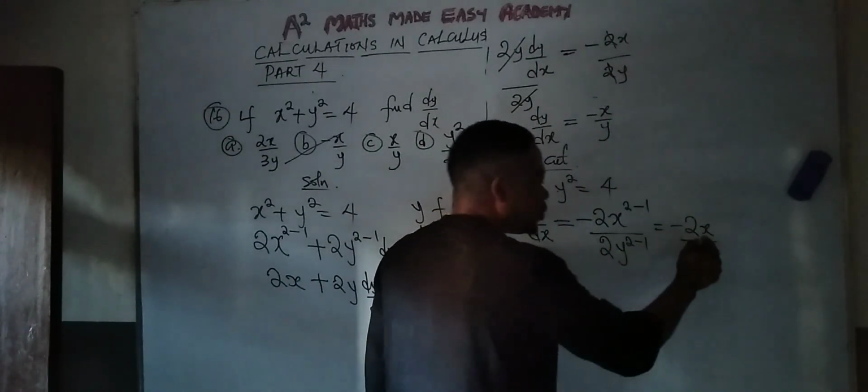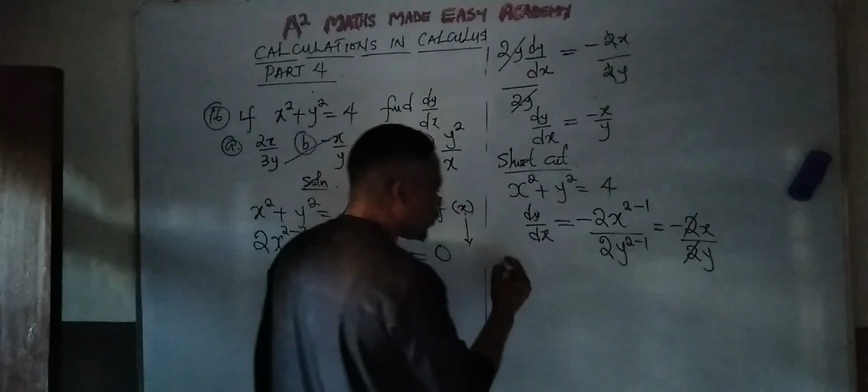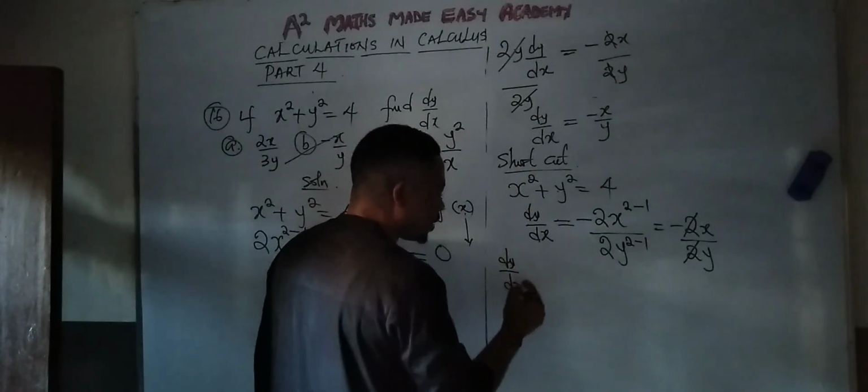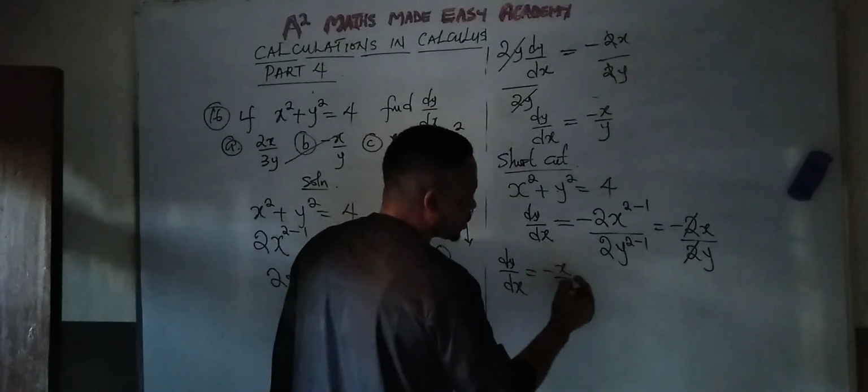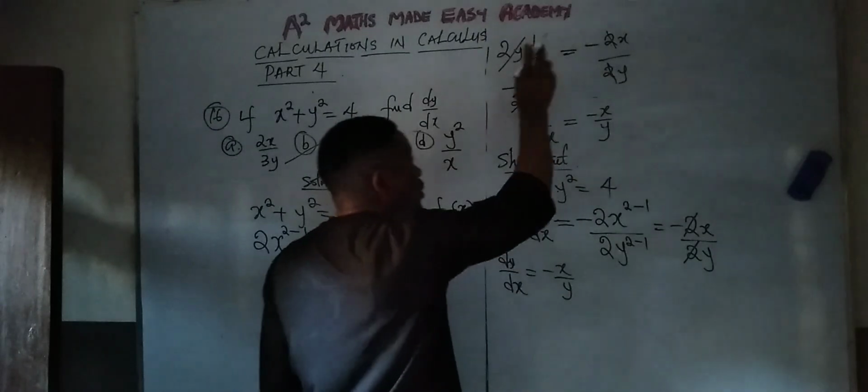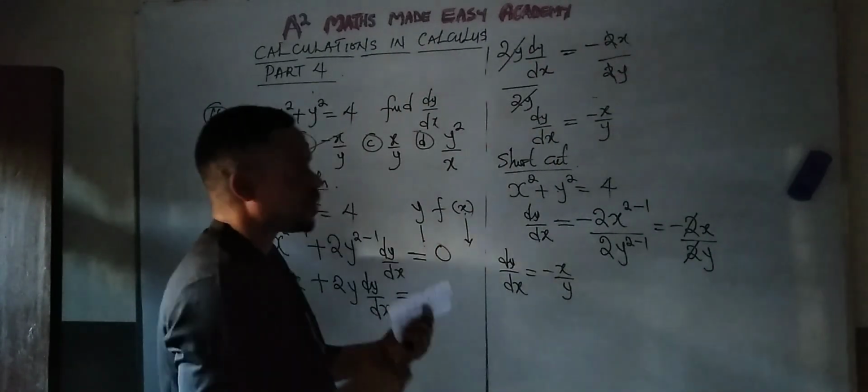What do you observe here? 2 down will cancel 2 up. So finally, dy over dx is always minus x all over y, with this type of question. Have I made myself clear?